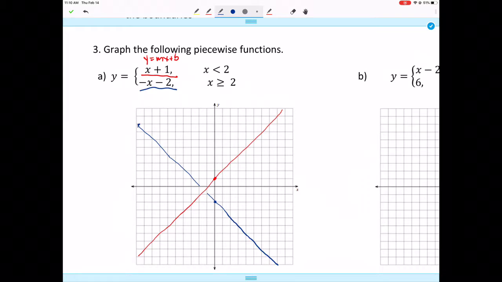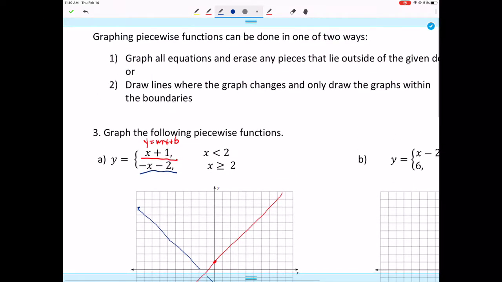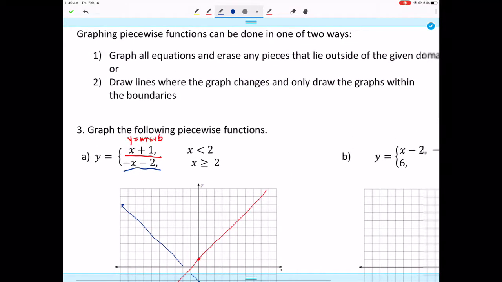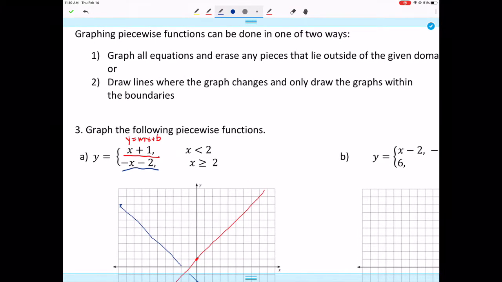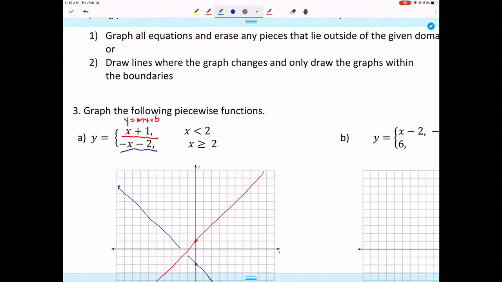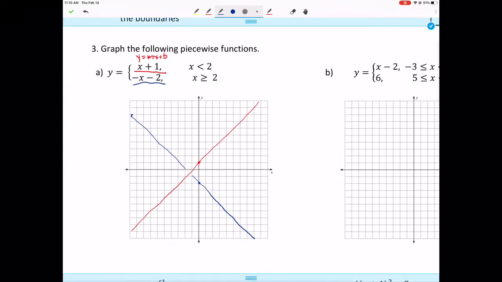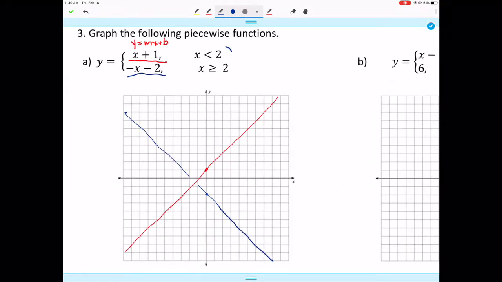All right, the next step says write all the equations and erase any pieces that lie outside of the given domain. So this is our domain for the first equation. This is the domain for this second equation. All right, so all x values. So what we need to do is erase the ones that don't pertain.